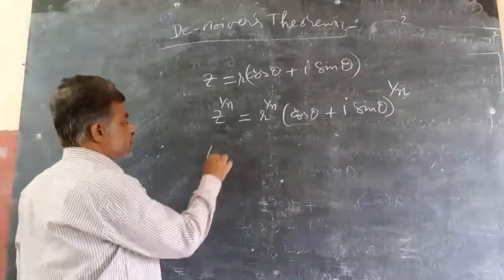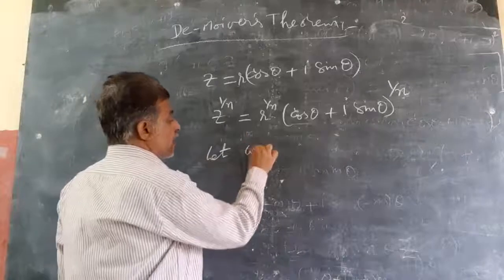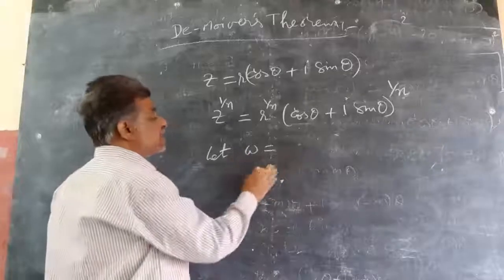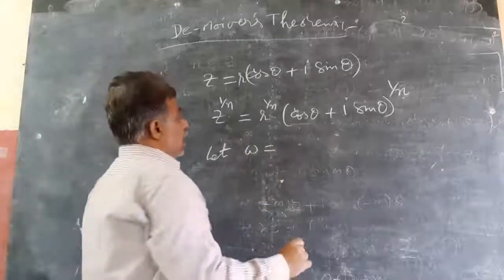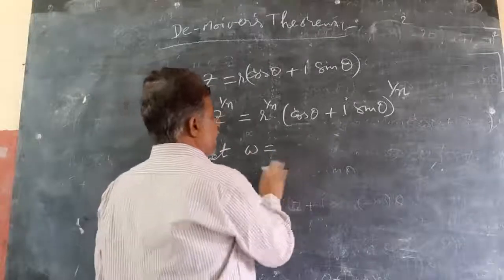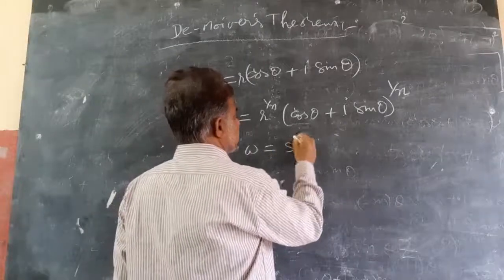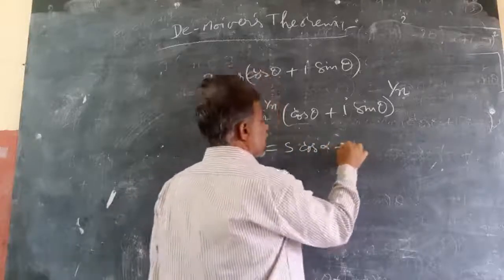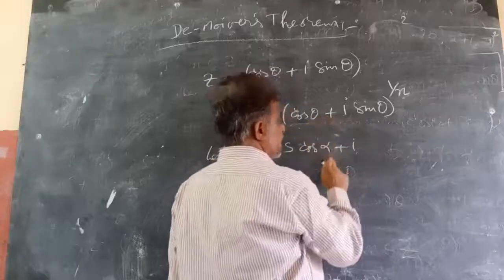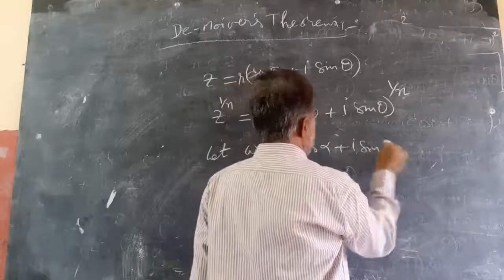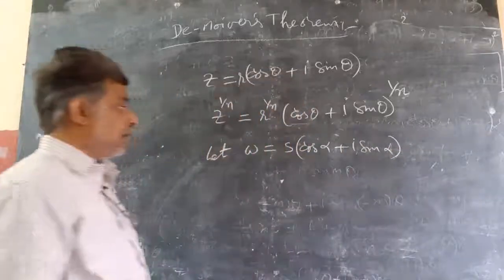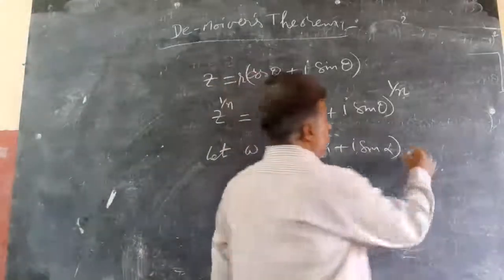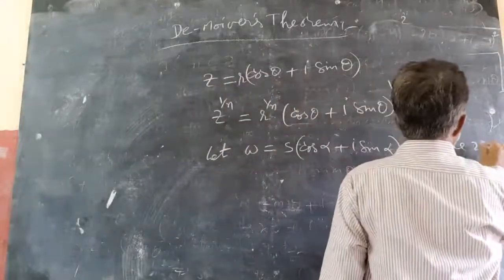Let omega equal to, it can be a, b, c also. Generally complex numbers are represented with omega, that's why I am taking omega. I can take alpha also, no problem. Omega equal to some s into cis alpha, cos alpha plus i sin alpha, because I already took theta here, I am taking alpha here. Let omega equal to s into cos alpha plus i sin alpha be the nth root of z.